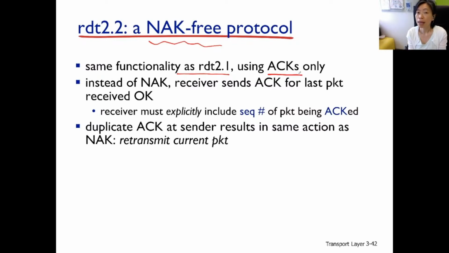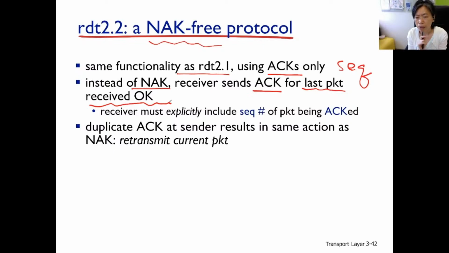All right. So same functionality as 2.1, but using only ACK packet. But the ACK packet will be carrying an extra bit. That is also the sequence number. Okay, so that is the sequence number bit. And the value in the sequence number bit is going to tell the sender whether this is a positive acknowledgement or a negative acknowledgement. All right, so now we have a NAK-free protocol. Receiver sends acknowledgement packet for the last packet received.